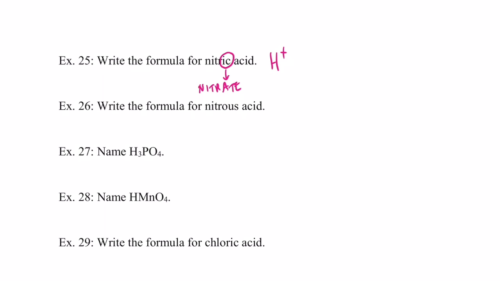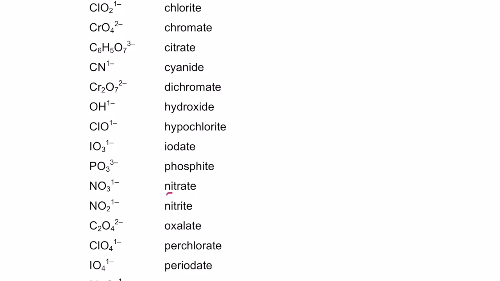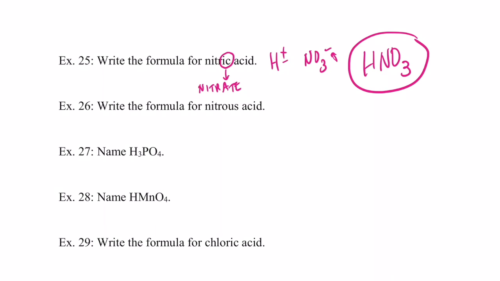So let's look up nitrate on our polyatomic ion chart. It's right down here. And its formula is NO3 with a negative 1 charge. So what's the formula for that acid going to be? Well, the H is positive 1, the nitrate is negative 1, so we just have HNO3. One of each will balance the charge.